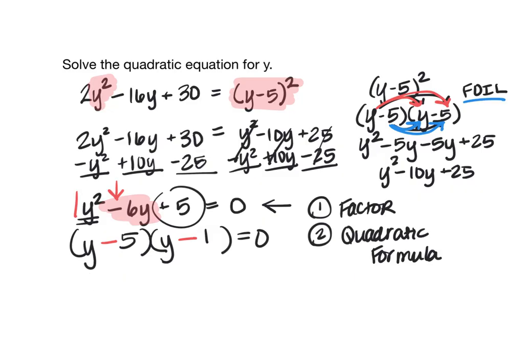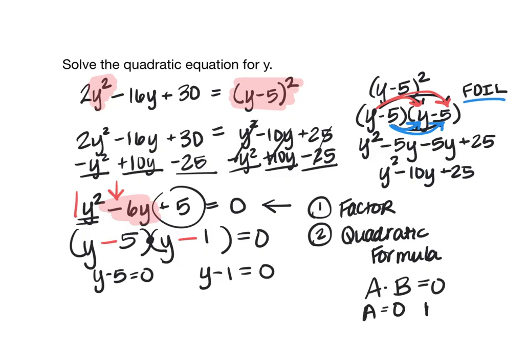Now, since there's multiplication here, and we have a product of two quantities equal to 0, then we know that one of these quantities must be equal to 0. That's called the zero product property. In a nutshell, if we have A times B equal to 0, then we know either A had to equal 0 or B had to equal 0. That's the zero product property. So you set each of these factors equal to 0, and then you solve.